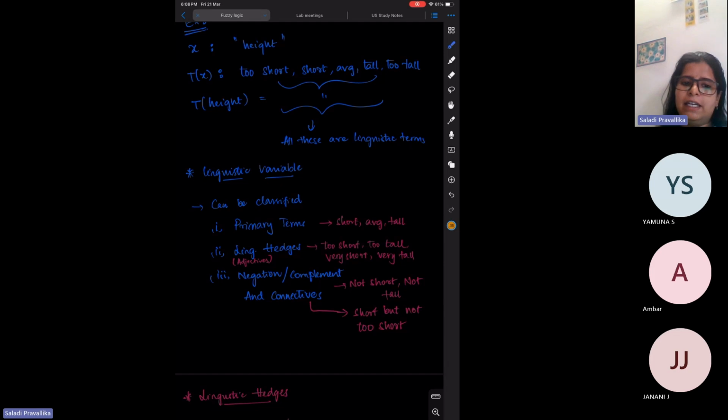And then we have connectives. So connectives here are, let us say, a person is of average height, and you have to describe him based on short or tall. So what can we say? We can say the person is not too short and not too tall. He's somewhere in between. If we want to say something in between, then we use a connective word like and or but, things like that. And, or, all of these are connectives. So these are the groups of linguistic variables.